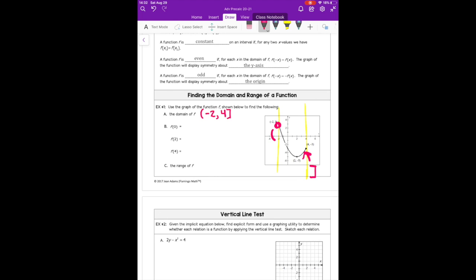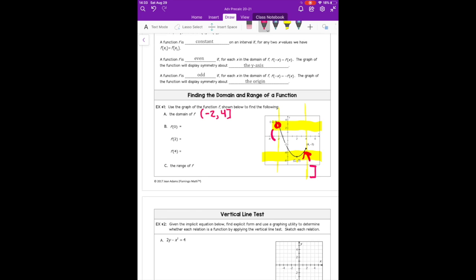I actually want to do C before I do B. Let's talk about the range. The range is the same idea. It's the smallest to the largest, so that means it's going to be the bottom to the top, which the top of the function is there. So my highlighter got a little thicker whenever I was going left to right instead of up and down.